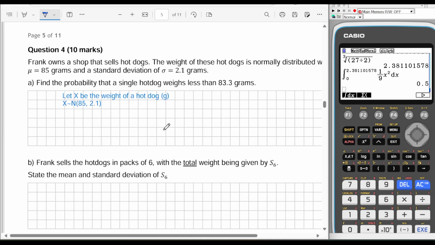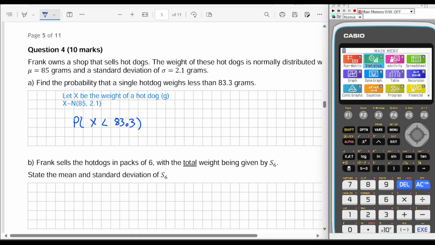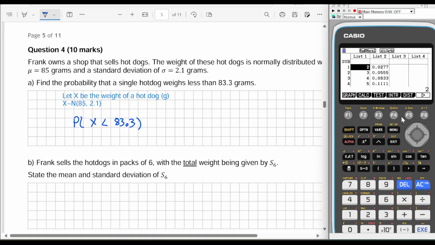Then we want to calculate the probability that x is less than 83.3. Now, whether you use a less than sign or a less than or equal to sign doesn't really matter when you do the calculation. But since the question asks for less than 83.3, that's why I've used the strict sign to sort of match the wording of the question, even though it doesn't matter when you calculate the answer.